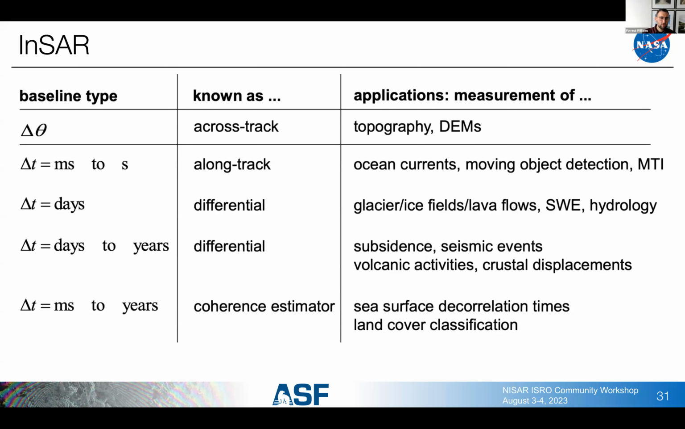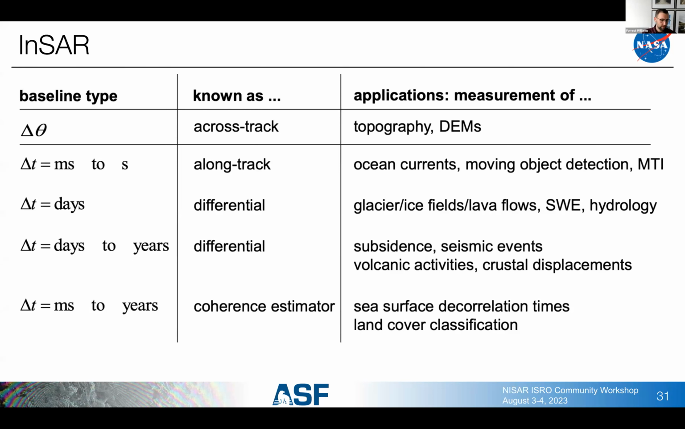And an important thing to remember is that the type of deformation you're measuring is really closely tied with how big of a difference in time there is between your two images. So a difference of a few days will allow you to generally capture faster motion. So that's used for glacier movement, ice fields, lava flows, things like that. But if you have a time difference of many days or even a year, you start to measure things like subsidence, seismic events, volcanic activities, things like that.